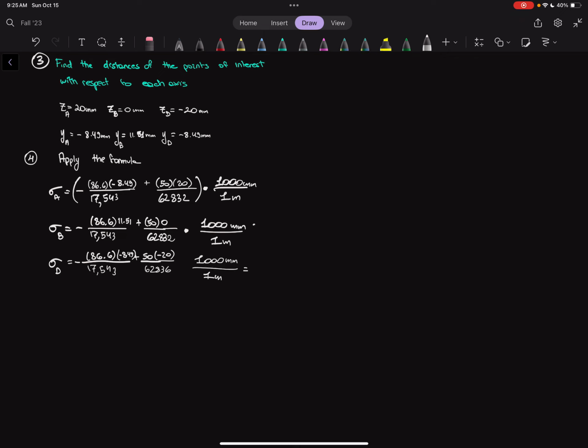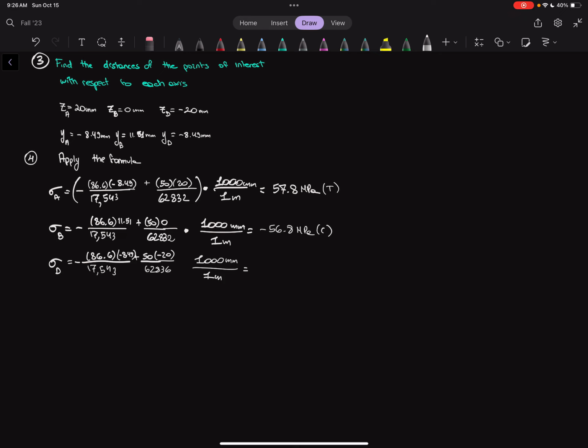And so we do this, and we get 57.8 megapascals on the first one. On the second one, what do we get? Let me change real quick that to 11.51. We get minus 56.8. And the last one, and so you got to specify this is in tension, this is in compression.